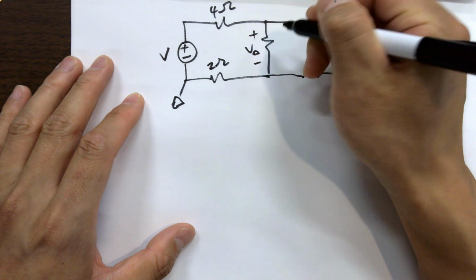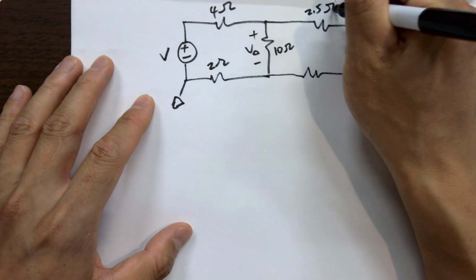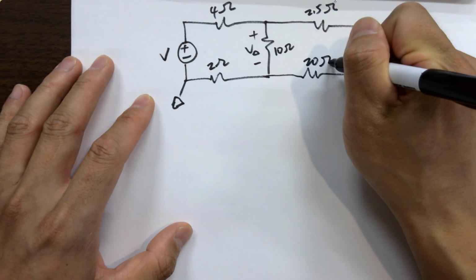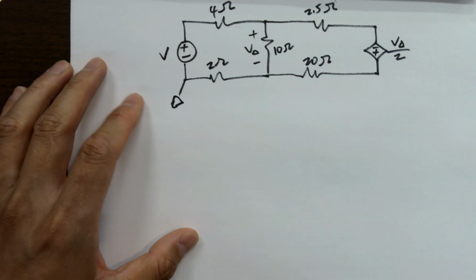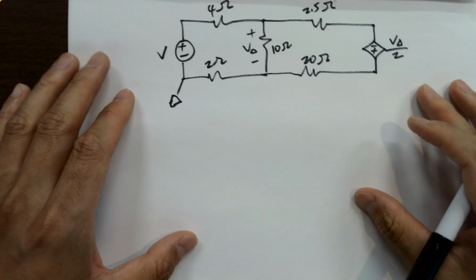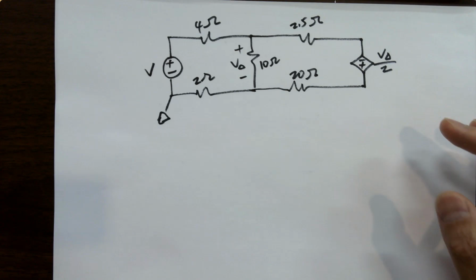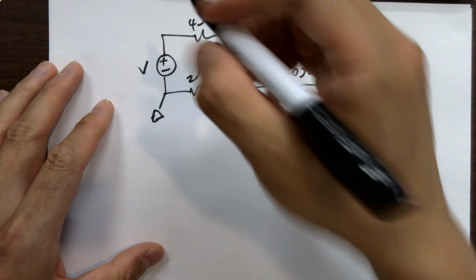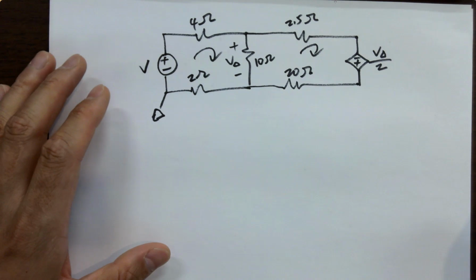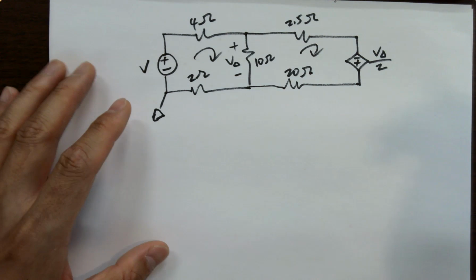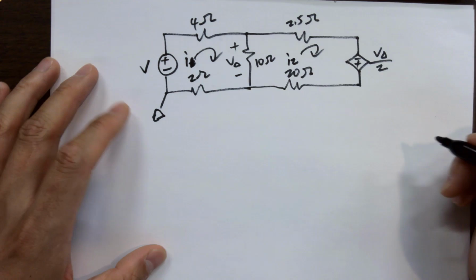Plus minus V delta, 10 ohms, 2.5 ohms, 20 ohms, V delta over 2. Okay, mesh. I think I introduced the mesh current method, was that on Monday? Yeah, real quick, but now let's repeat it. The way to do that is you draw two mesh currents, the two meshes, just draw it. Easy to follow, right? And label it as I1 and I2.